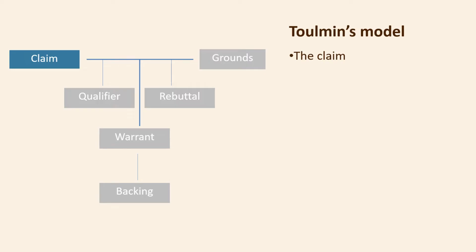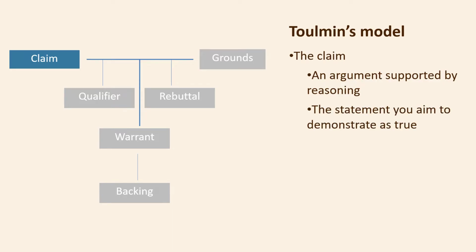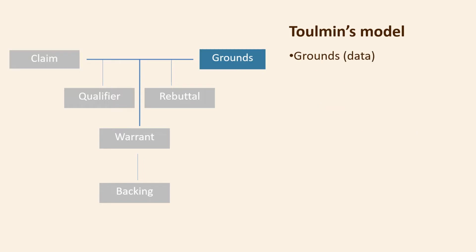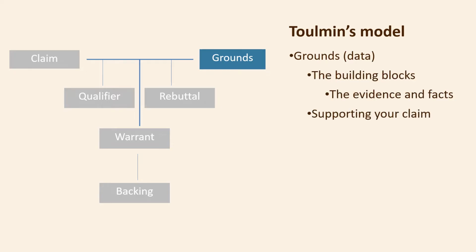The first essential element is the claim. An argument is a claim supported by reasoning. The claim is the statement you aim to demonstrate as true to your reader or audience. The second essential element is grounds. Grounds are sometimes called data. Grounds are the building blocks of your argument and the evidence and facts supporting your claim.